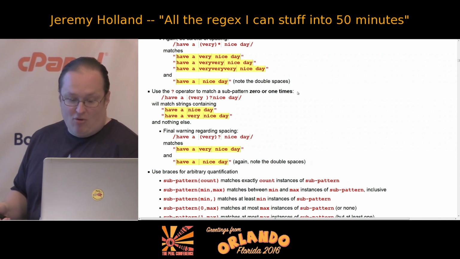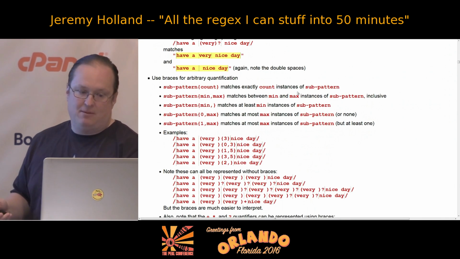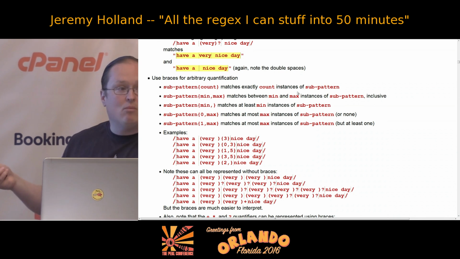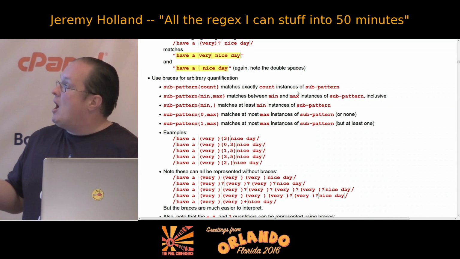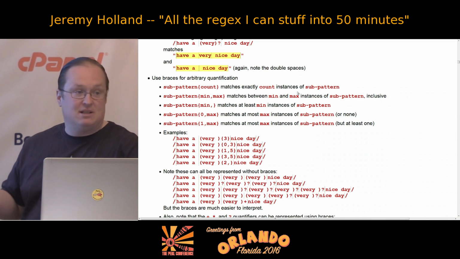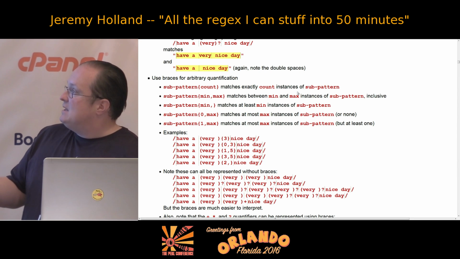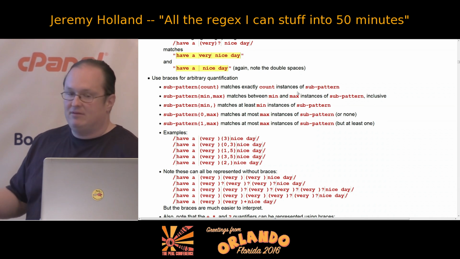Braces allow you to do arbitrary quantification. You can say, I want exactly count of a subpattern. I want between min and max inclusive, min or more, or up to max, starting at 0 or 1. So here's some examples. These will match 3 times, will match "very" 0 to 3 times, 1 to 5, and so forth.